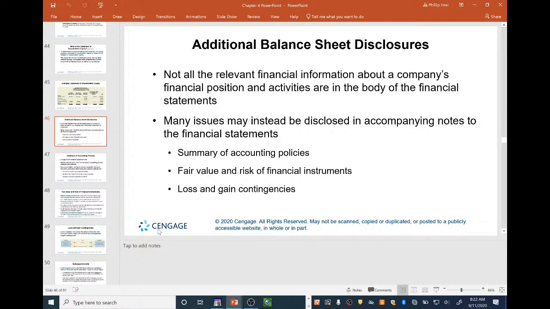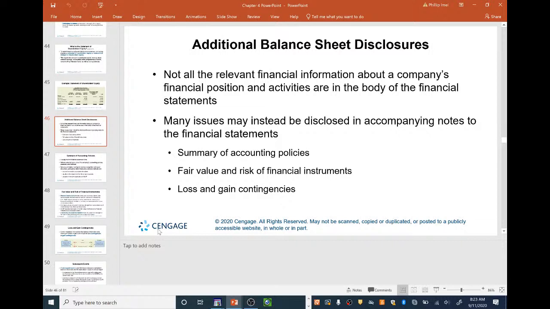Okay, additional balance sheet disclosures. So obviously, not all relevant information can be included within the line items of a financial statement, right? Because quantitative information is good, but it can't tell everything. So we have to have some qualitative information to go with it. So once again, it says here, not all the relevant financial information about a company's financial position and activities is in the body of the financial statements, okay? So many issues may instead be disclosed in the accompanying notes to the statements: summary of accounting policies, fair value and risk of financial instruments, and loss and gain contingencies.